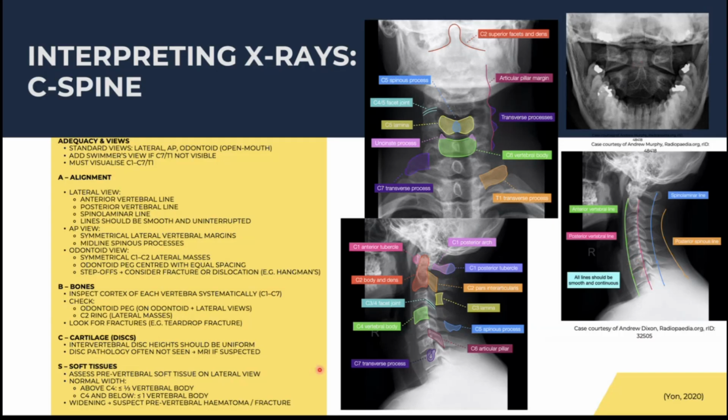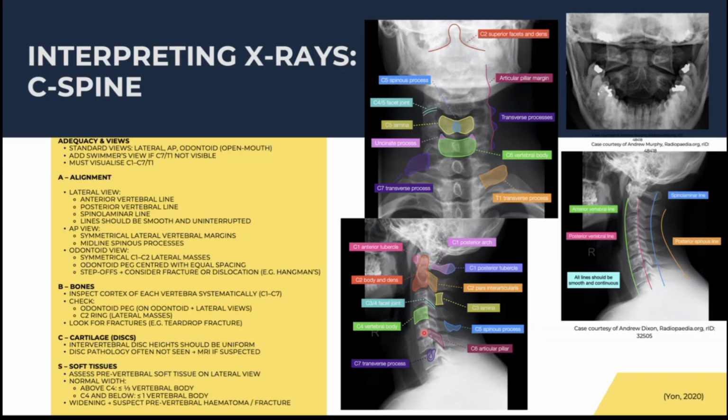For C-spine, I've used cartilage rather than cortex. So you're assessing the disc spaces and ensuring that the disc spaces are nice and even and that there's no increase in the space within that disc space. And often, especially on X-ray, the disc pathology is not really seen, especially if there's a herniation of the disc, and it's often down to MRI to be able to look at that if it's suspected.